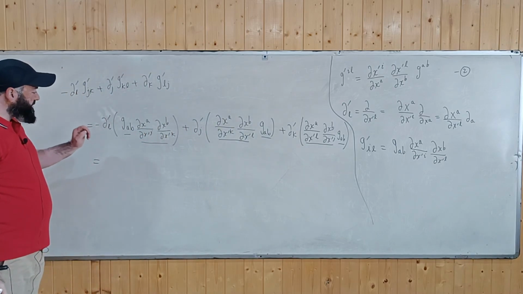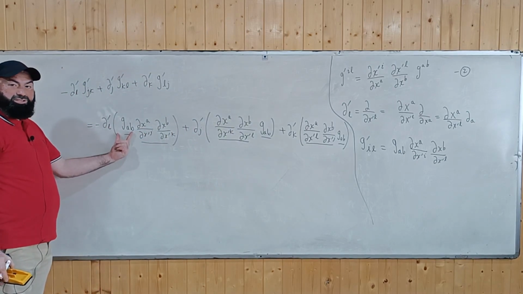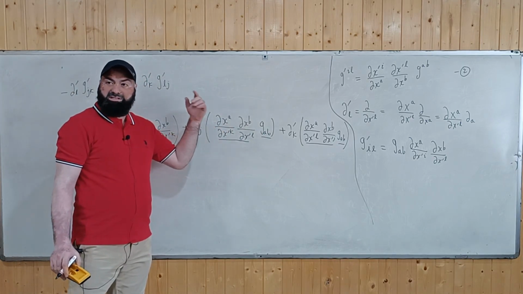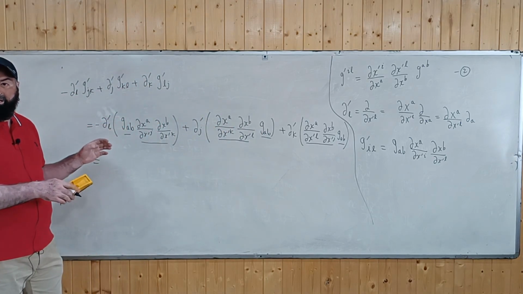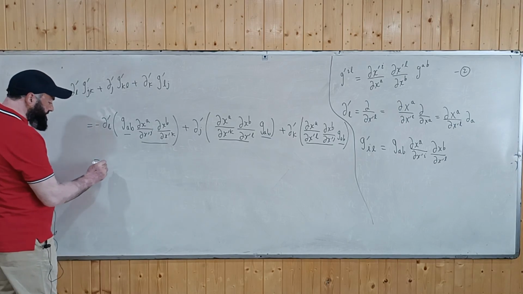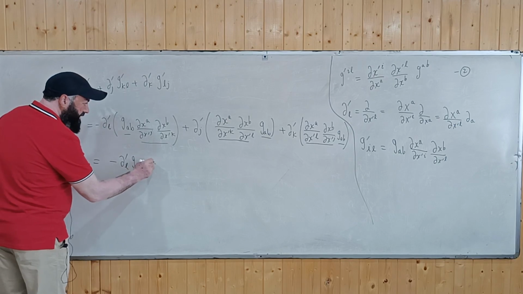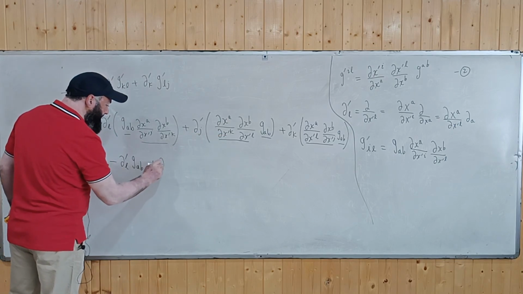I will use the chain rule: the differentiation of this g, then the differentiation of this thing, and so on, and then I will club the terms. First, the differentiation of g. So it is minus ∂′A g_AB. From this very term, I will put the differentiation of g.